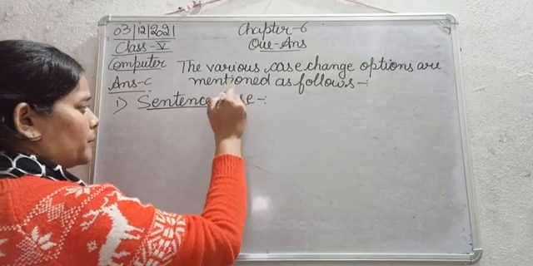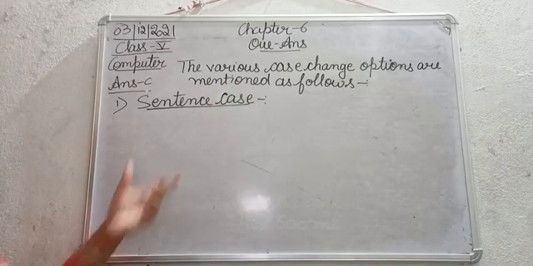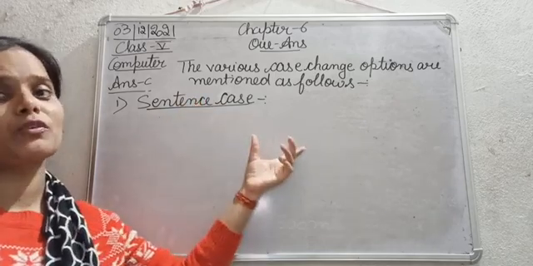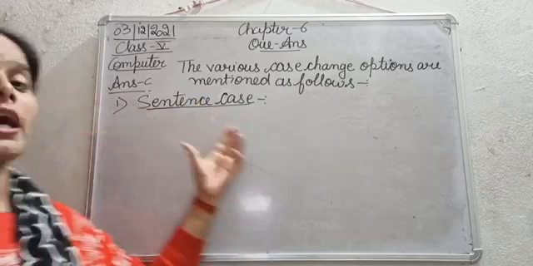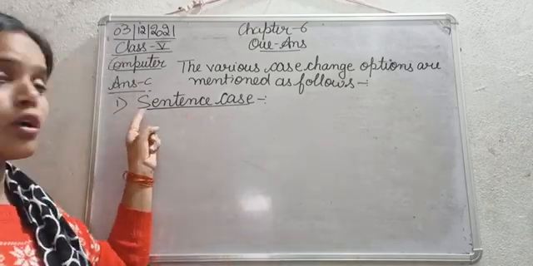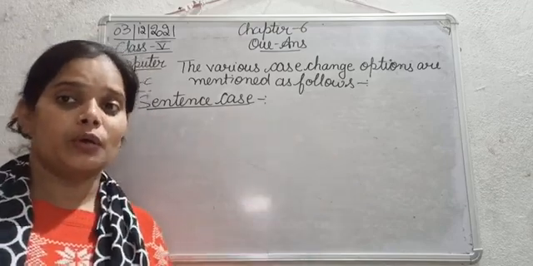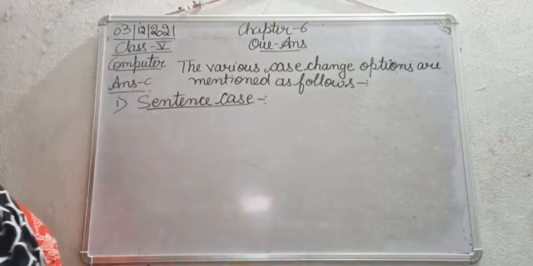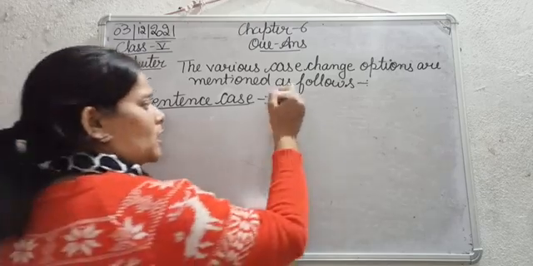Okay. One important thing about this case change: in whatever type the name is written, it works in that type. Sentence case: whenever we write a simple sentence in English or in any other language, the first letter is always capital and all the other letters are small until it is a noun. So sentence case, the first character in the sentence will be uppercase and rest will be in lowercase.